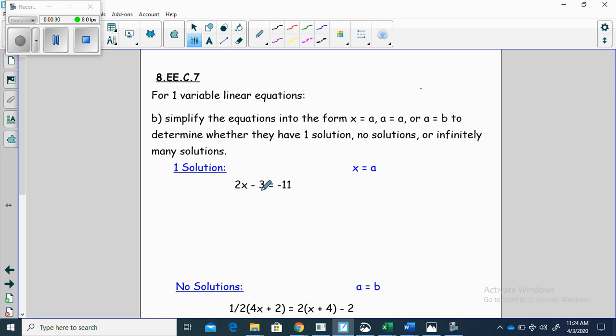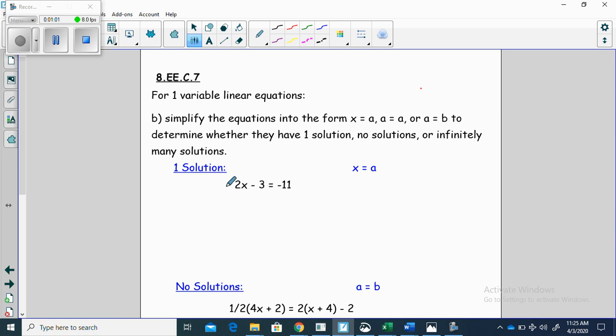Now, first, let's start with this one that has one solution, which is of the form x is equal to A. When we get finished, when we solve for x, or whatever variable there is, it should give us a number. If it does, then we've got one solution, one thing we can put in for x to make this equation true. Now, let's start out by solving for x, seeing if we have one value for x.